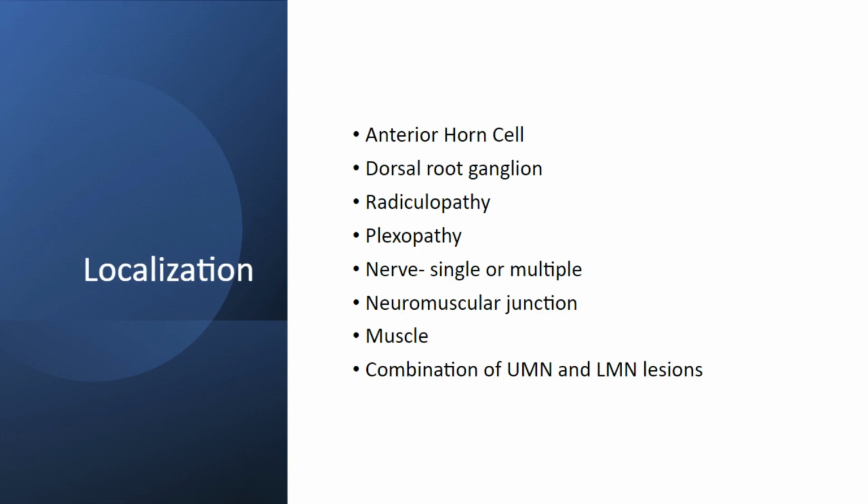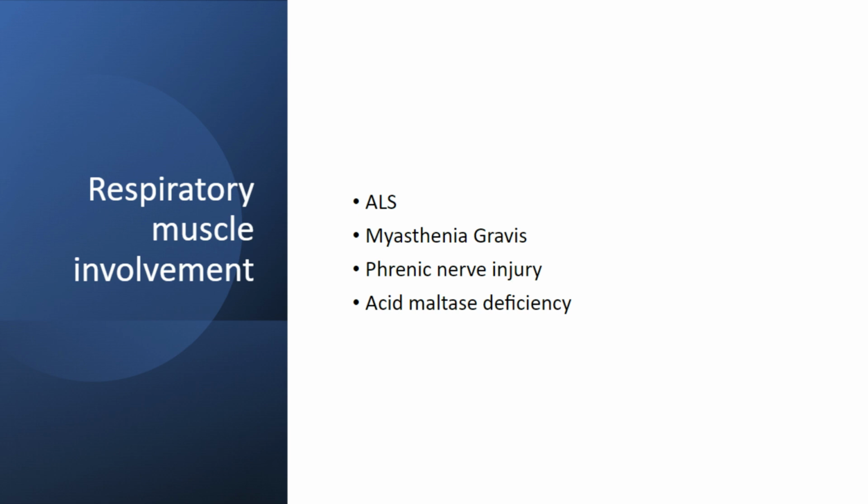So localization: anterior horn cells, dorsal root ganglion, radiculopathy, plexopathy. It could be at the level of the nerves, and then we have to see whether a single nerve or multiple nerves are involved, then neuromuscular junction, muscle, and the fun part, a combination of upper and lower motor neuron lesions. So that is where the lesion is. But now look at this.